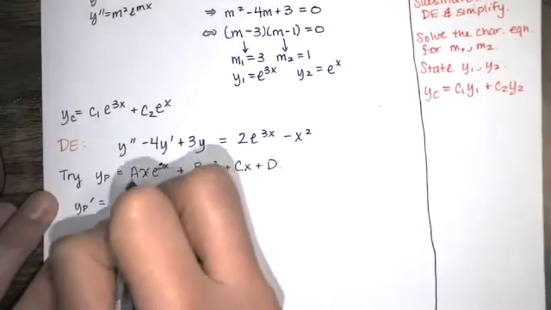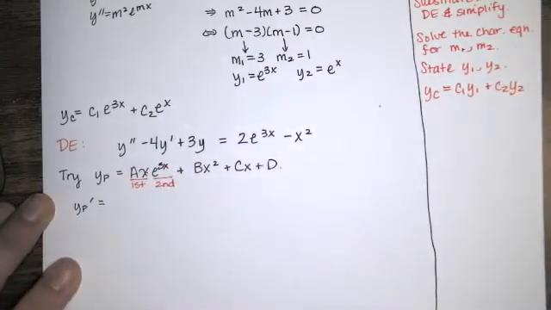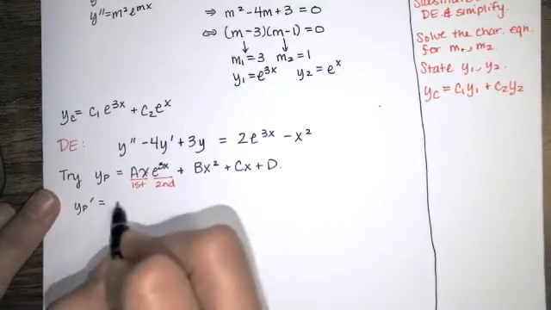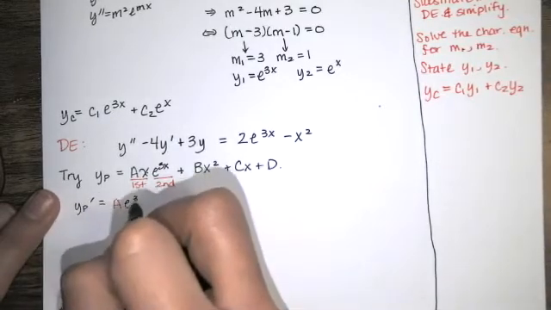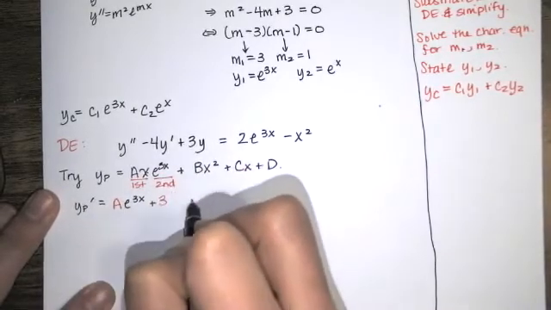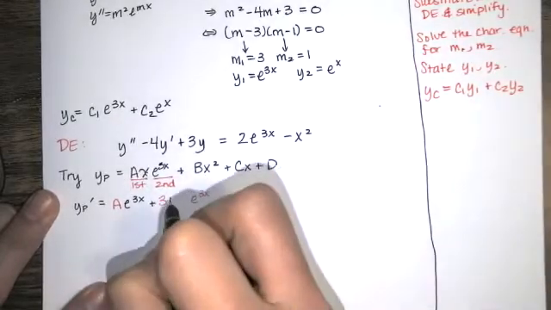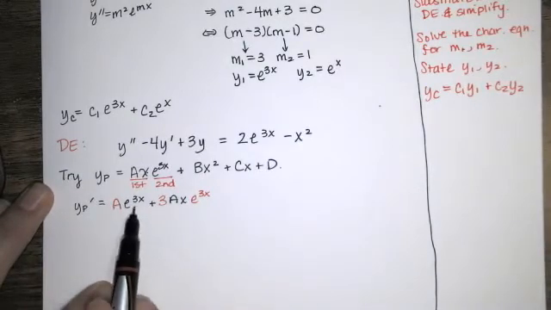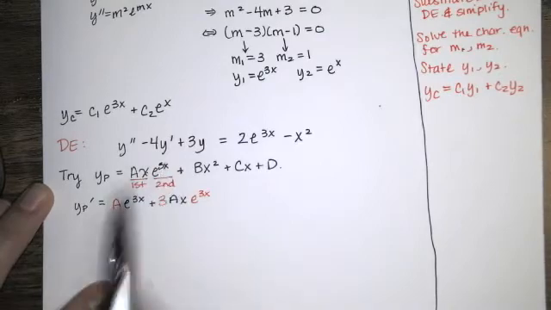Now this one requires a product rule. That's my first factor, and that's my second factor. So to take the derivative of that, we do the derivative of the first times the second, and then we add the derivative of the second, that's 3 e to the 3x, times the first, which is a times x. It's derivative of the first times the second plus derivative of the second times the first. That's the product rule, that's for that guy.